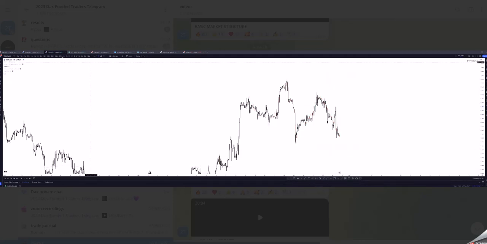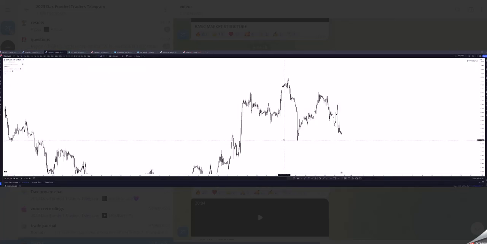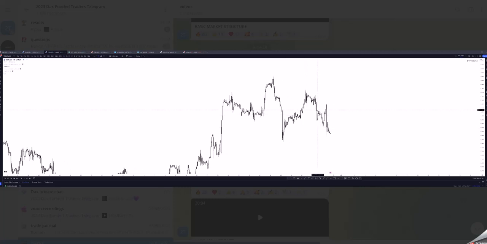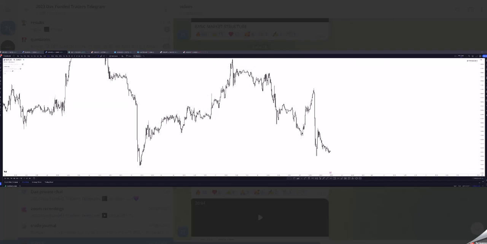Now the type. Let's go back to type 1, right? Where we have these. Let's see if we have it here. Right, so we have it here. This is type 1. Let's go to the 15-minute time frame. On the 15-minute time frame, it's very obvious. This is the type 1 here.